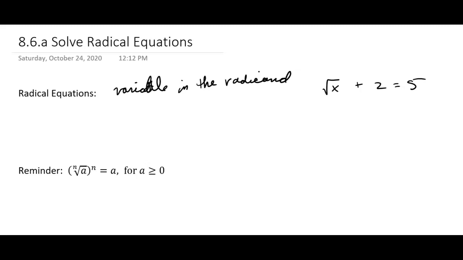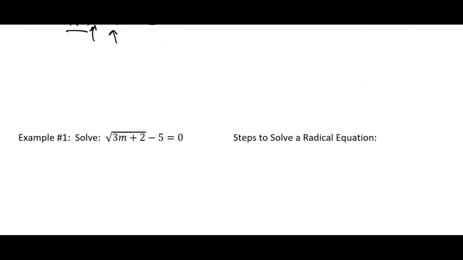Okay, so a reminder. If you have the nth root of a, and then you're going to raise it to the nth power, that's going to just equal a for any a greater than or equal to 0. Okay, so now here comes an example, and I'm going to try to give you the steps over on the right. The first thing you do when you have an equation with a radical, and it's got the variable under the radical sign, you have to isolate the radical. So that's step 1.